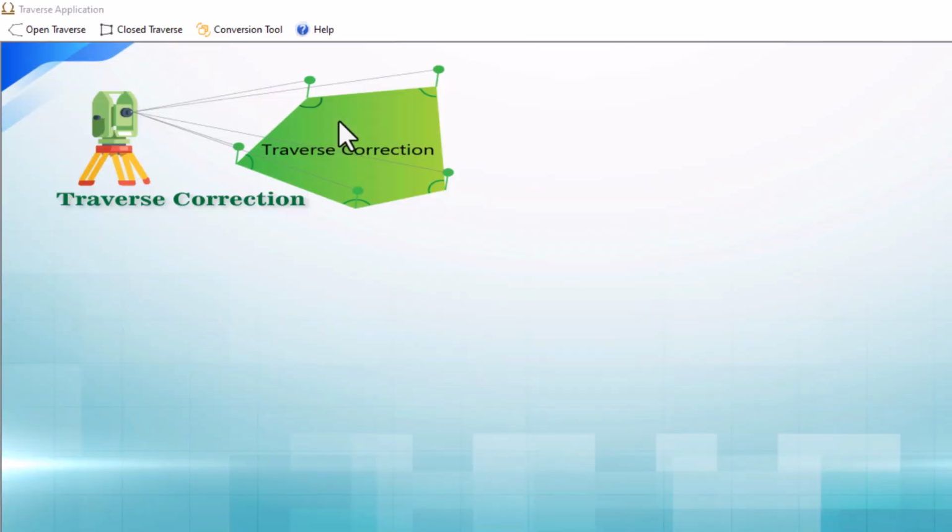Methods available for open traverse correction. Open traverse correction in ESurvey can be performed using the following two methods. 1. Bowditch method. 2. Transit method.